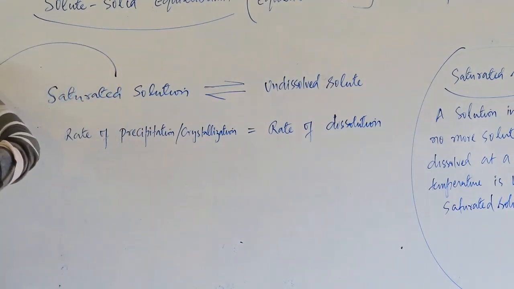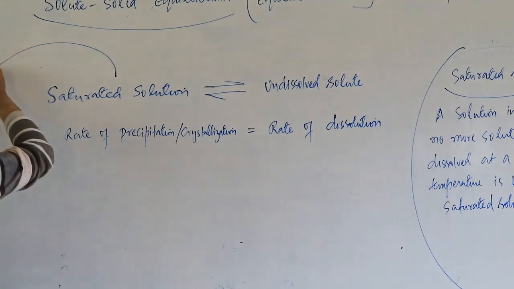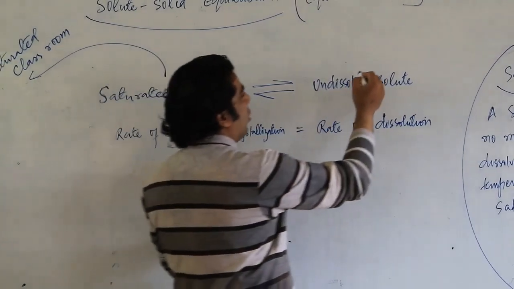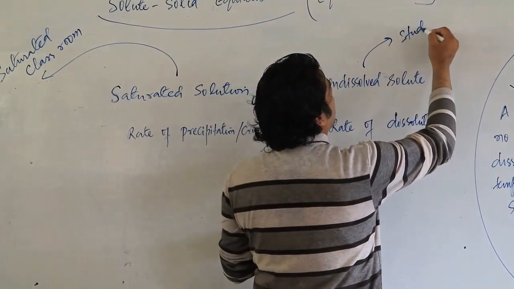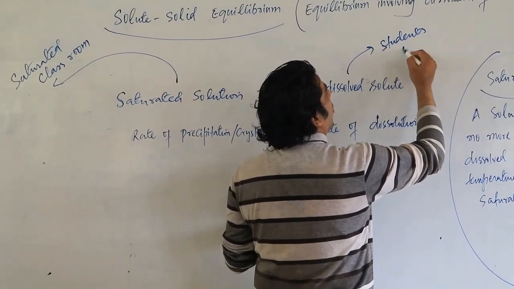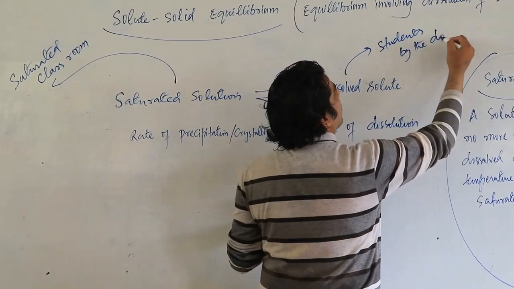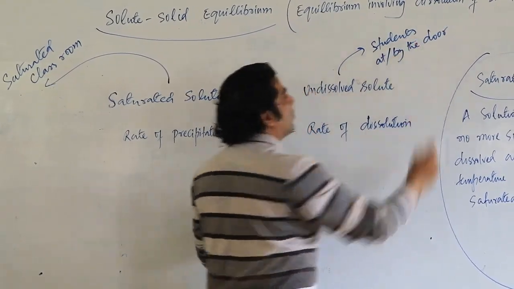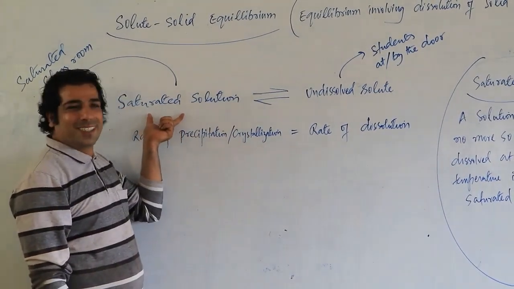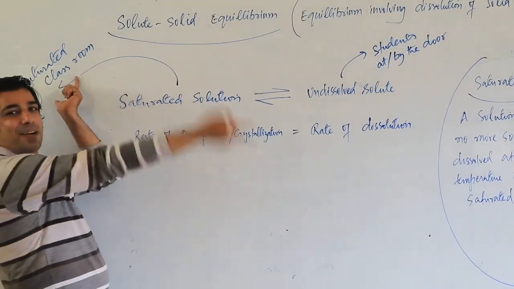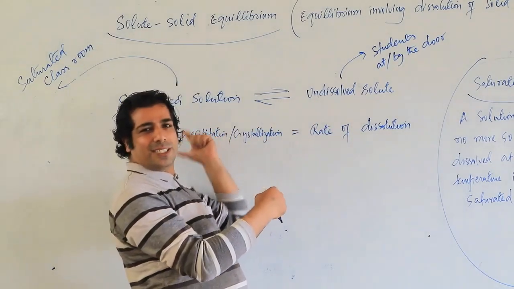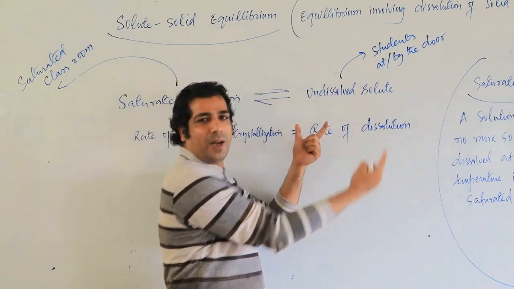Just a saturated classroom. Just an example. Saturated classroom. Take this undissolved solute as students at the door, or by the door. So my dear friends, from this saturated solution, from this classroom, 3 students are coming out and 3 students waiting outside will enter. If 10 students are coming out, 10 will enter. If 1 student is coming out, 1 will enter.